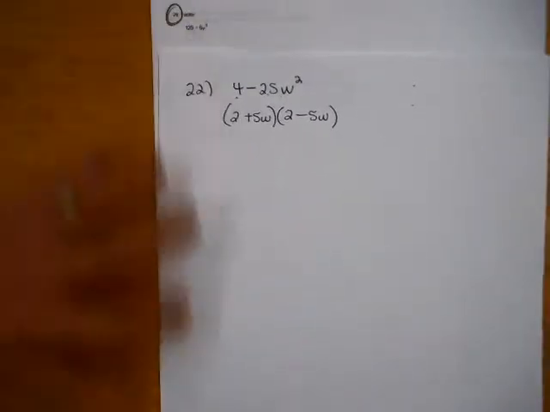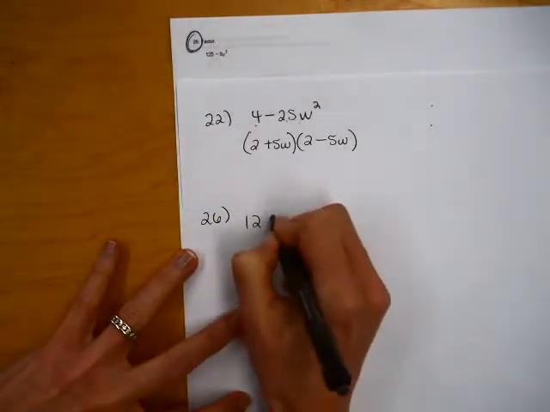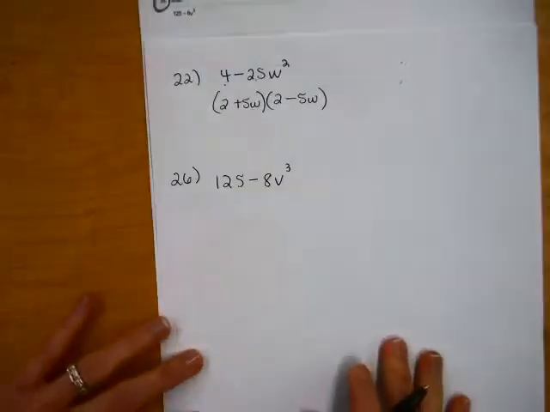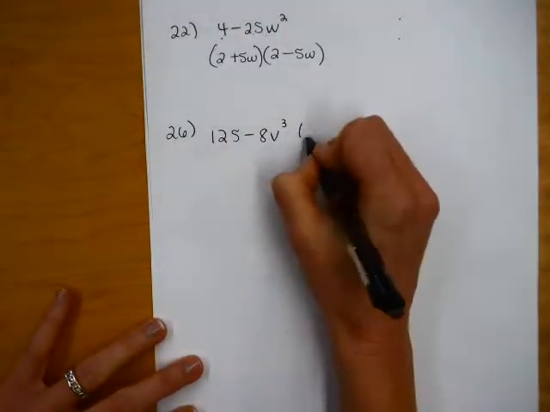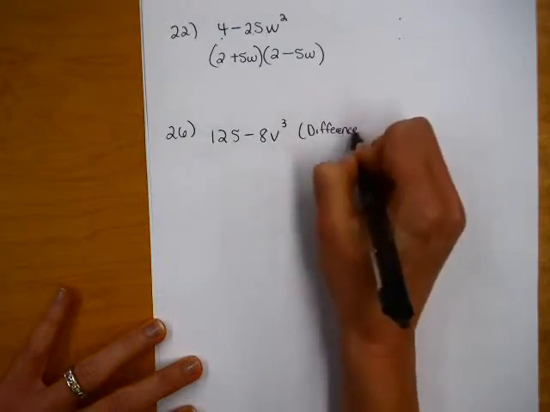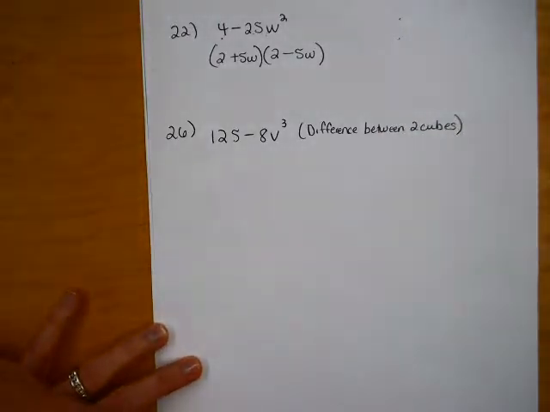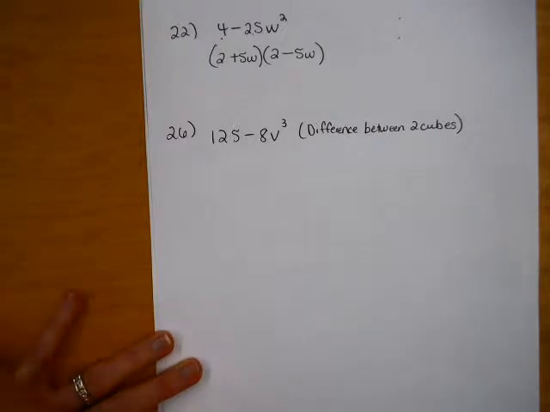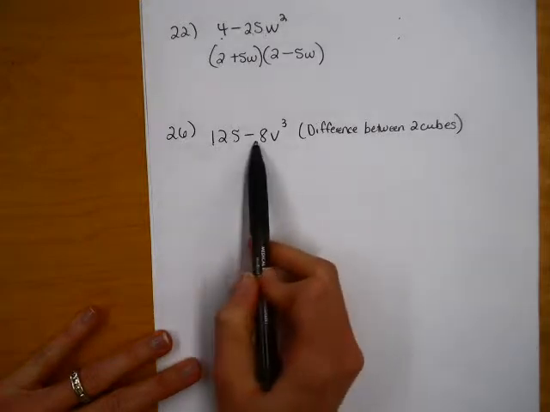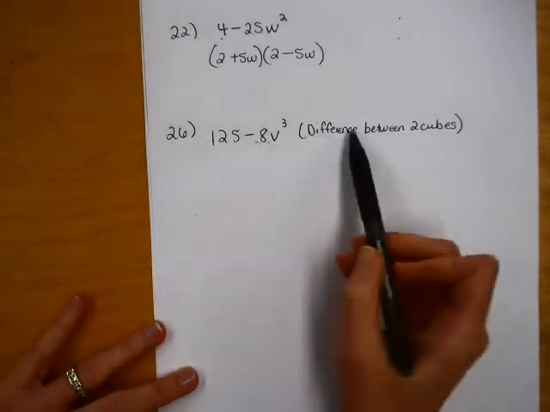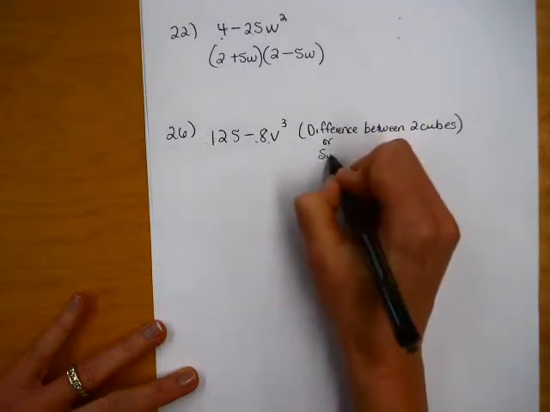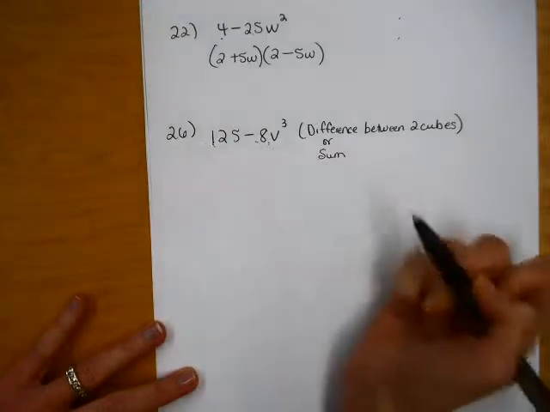Okay, number 26 on the review is the next one that I'm looking at, and it's 125 minus 8v cubed. And again, now this is a difference between two cubes. Now, if you don't know your perfect cubes through 10 cubed, you need to go back and learn those. What do I mean? Well, 2 cubed is 8, 2 to the third power is 8, 3 cubed is 27, and so forth, all the way to 10 cubed is 1,000. If you don't know those, you need to be familiar with those to help you recognize that this is a difference between two perfect cubes. So whether it's a difference or a sum between two cubes, you still use the same process.